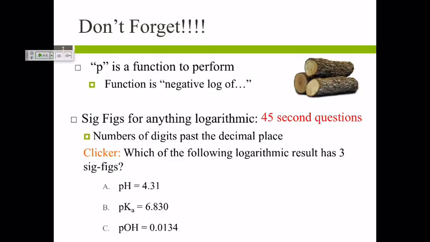how do I find the concentration of H plus in that solution? Write it down on your paper. How do you find the concentration of H plus at that pH value? And as you're doing that, think about sig figs.